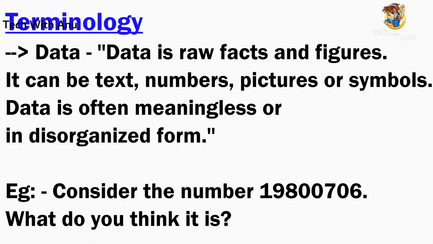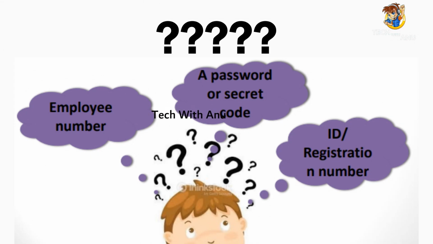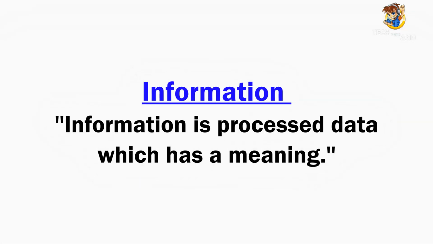Terminology: data. Data is raw facts and figures. It can be text, numbers, pictures or symbols. Data is often meaningless or in disorganized form. Example: consider the number 19,800,706. What do you think it is? Employee number? A password or secret code? ID? Registration number? Information. Information is processed data which has a meaning.